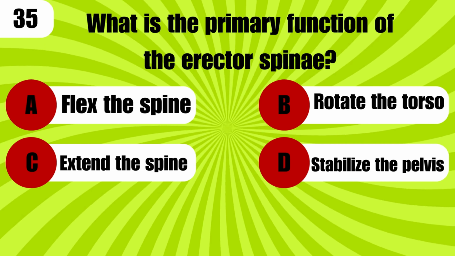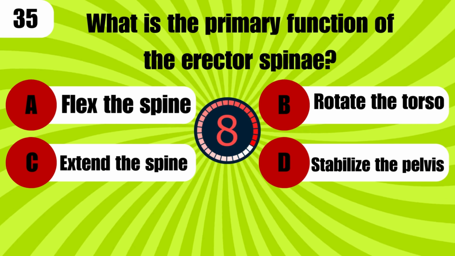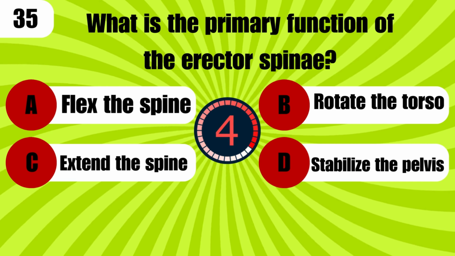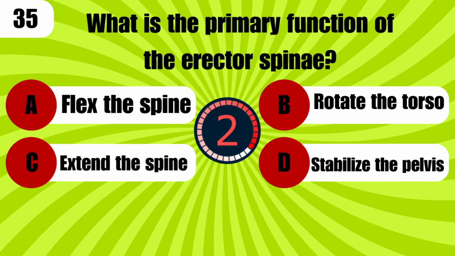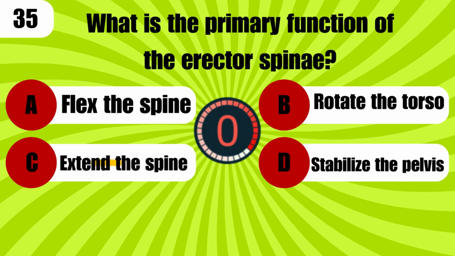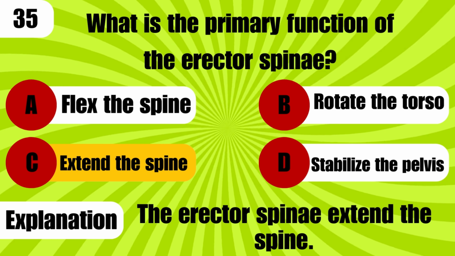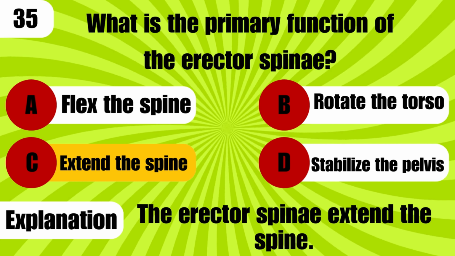What is the primary function of the erector spinae? Option A flex the spine, rotate the torso, extend the spine, stabilize the pelvis. The right answer is extend the spine. The erector spinae extends the spine.